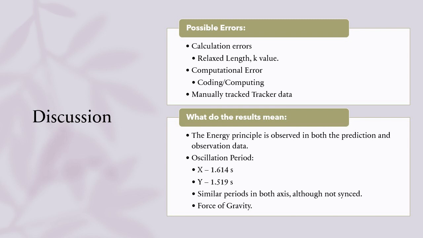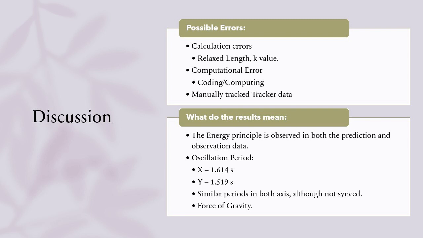However, while looking at the data, both of the axes were not in sync, so the peaks of one axis were not necessarily the same as the peaks of the other axis. This could be possible due to the force of gravity, which had an added impact in the y-axis compared to the x-axis. What are the possible errors I may have had during this experiment?